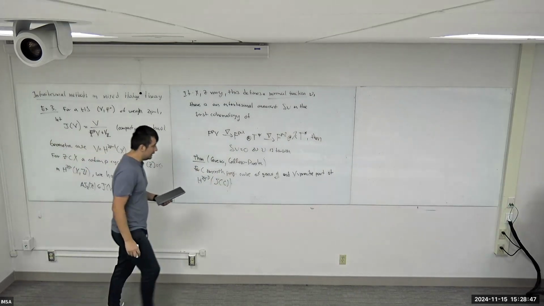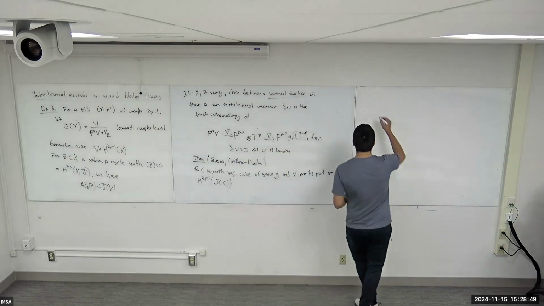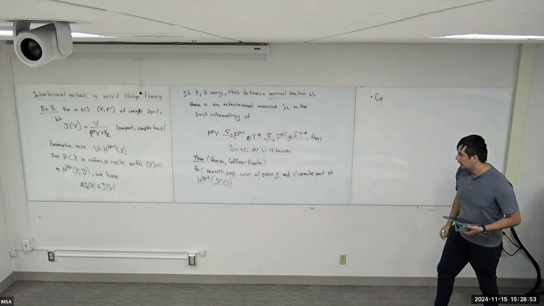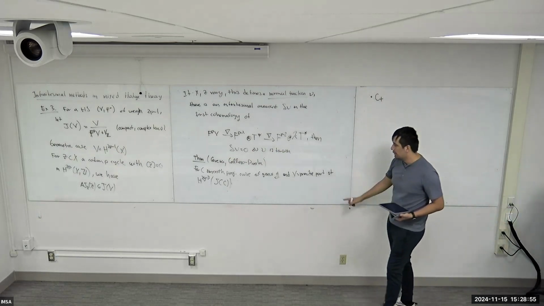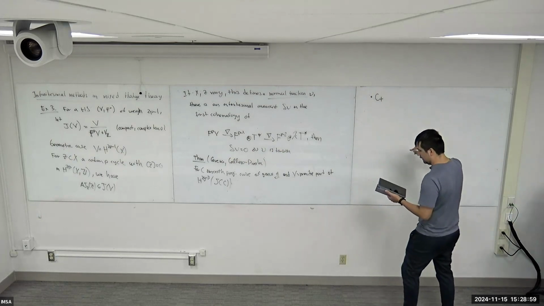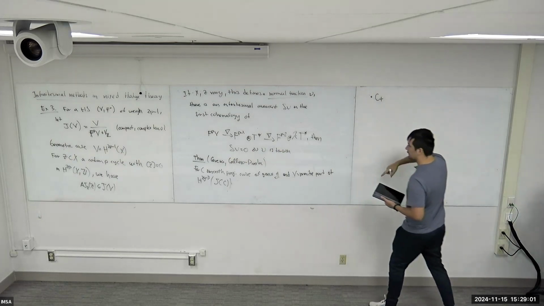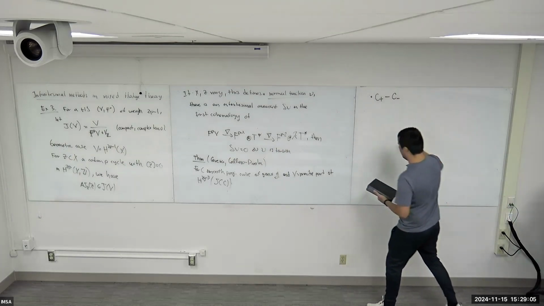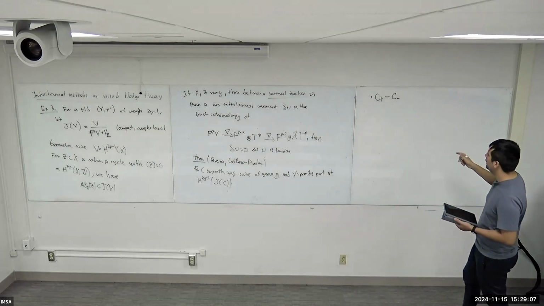So let me finish the statement and then I will explain a little bit more. In this case, the classical Abel-Jacobi map will give you a morphism of C to the Jacobian. And then in the Jacobian, you have an involution.